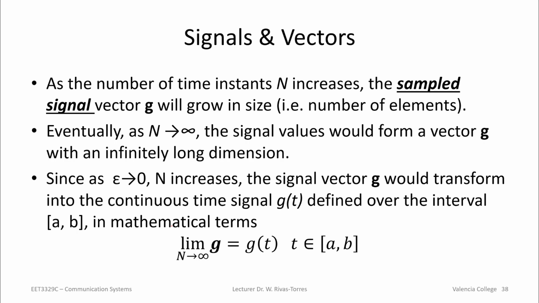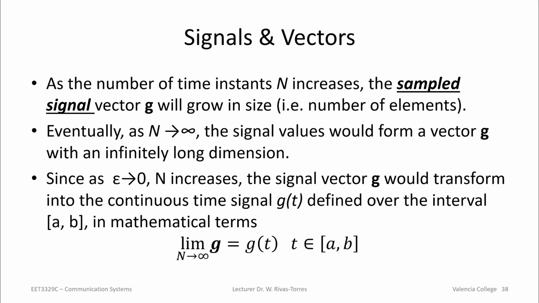As the number n increases, we get the sampled signal, that's what we're calling it. So when I said that I was going from -2 to +3 in 0.01 intervals, that 0.01 is my epsilon. The smaller I make it, the more samples I have, or n increases. The size of my vector becomes bigger. Nothing to write home about, it just grows in size.